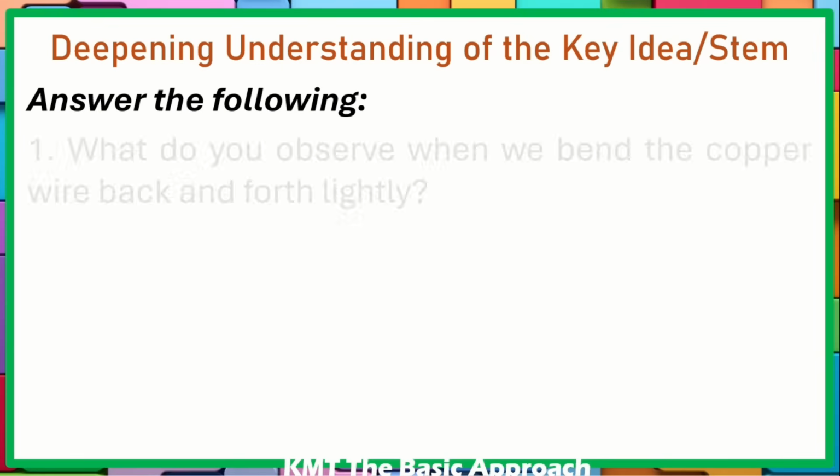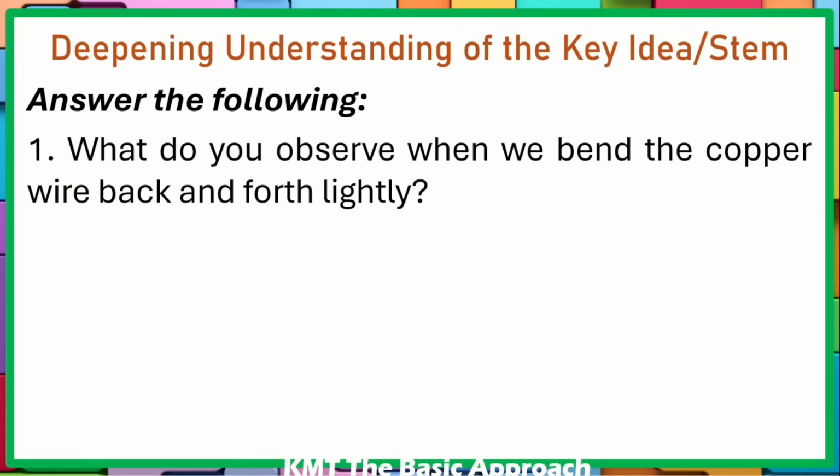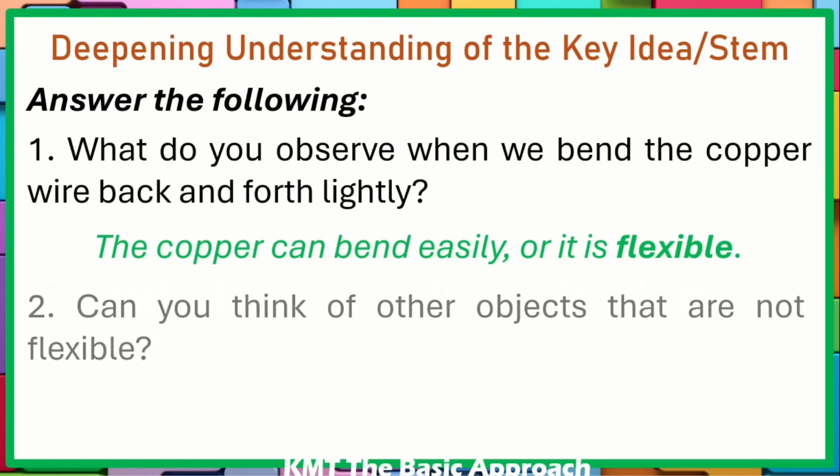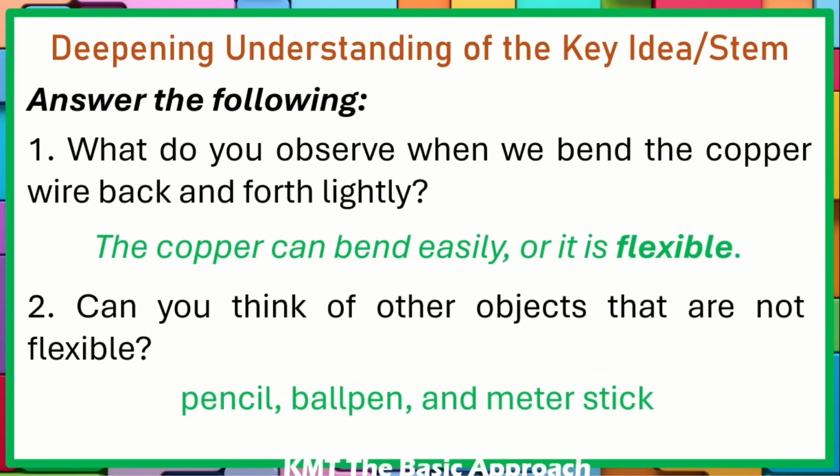Answer the following. Number 1. What do you observe when you bend the copper wire back and forth lightly? Good job! The copper can bend easily or it is flexible. Number 2. Can you think of other objects that are not flexible? Great! Pencil, ball pen, and meter stick.